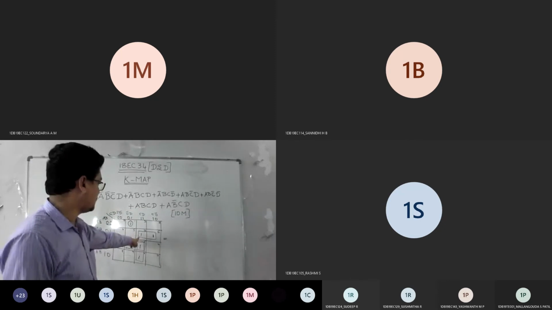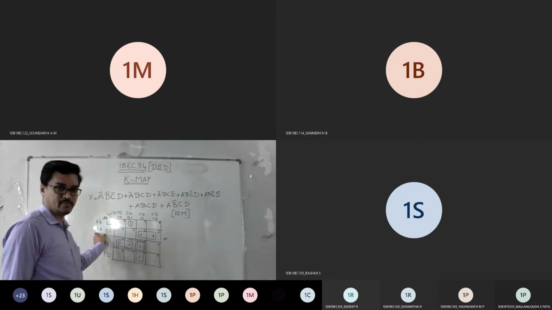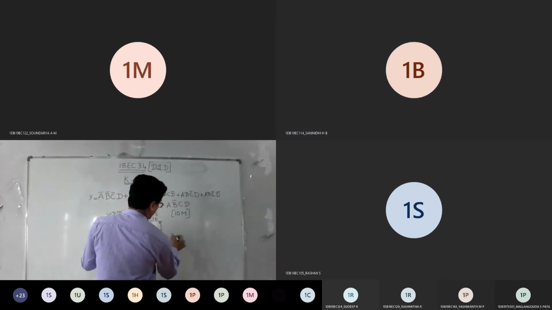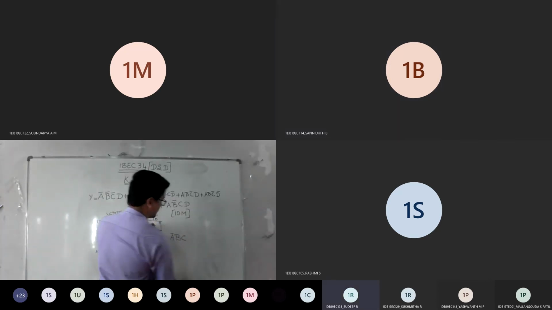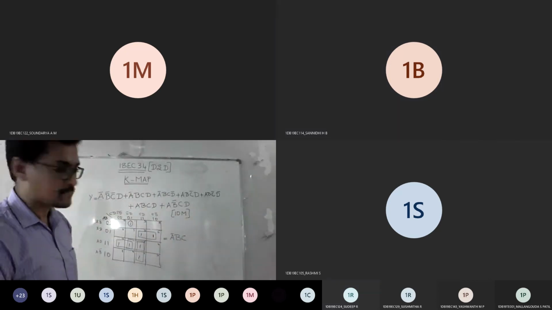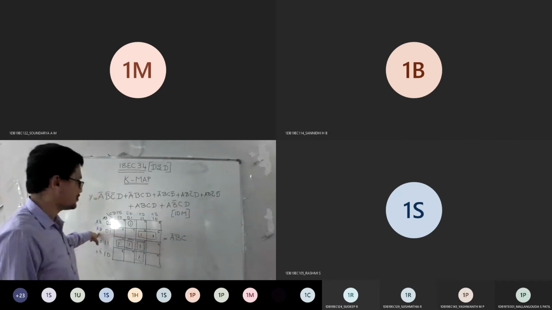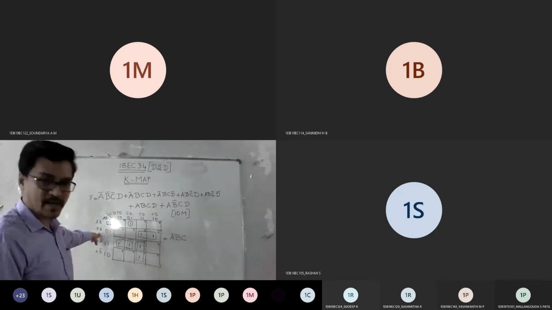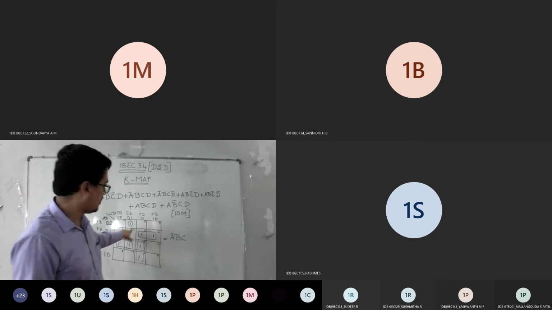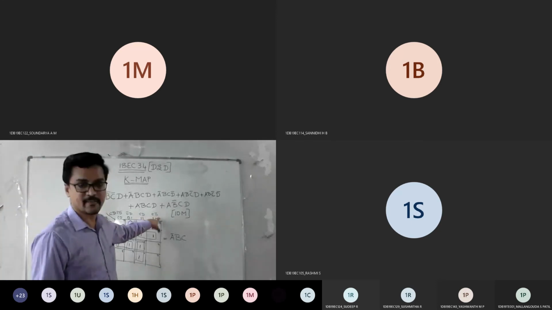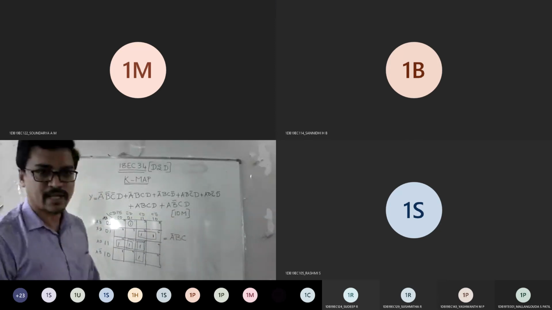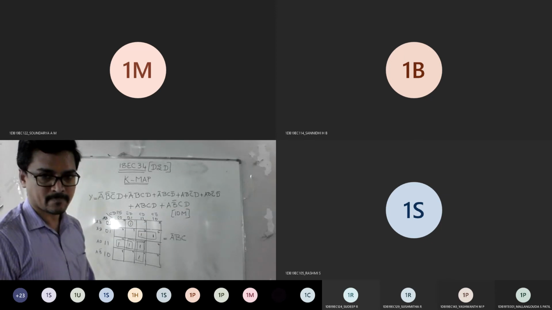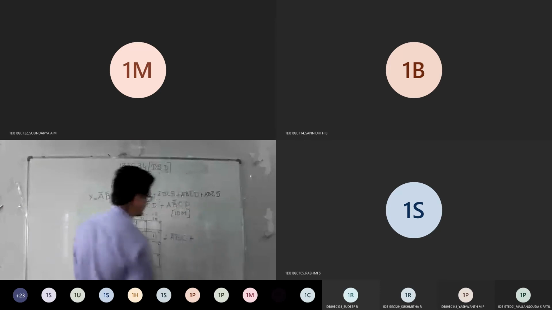After pairing 7 and 6, you have A bar B. What is the common term in C and D? C is common. For this 7-6 cell pairing, you have 0, 1, which is nothing but A bar B, the only thing left out here. When it comes to C D and C D bar, C is the common term. You just find the common term and write it there. So we got A bar B C. Any doubts? No, sir. Good. Next.